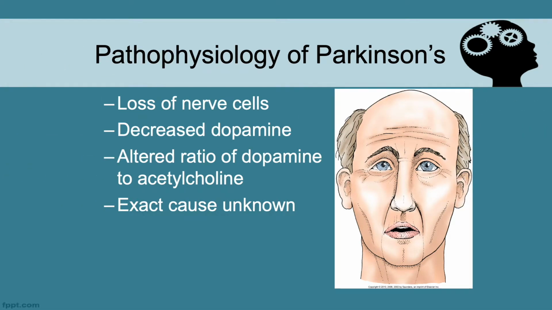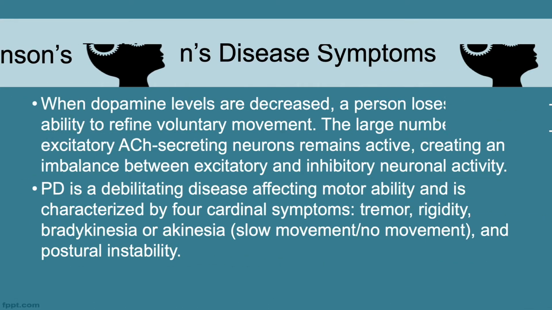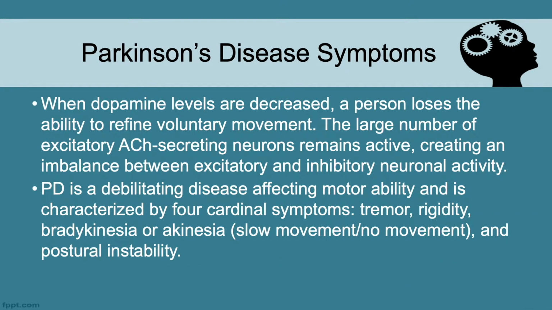This results in a loss of nerve cells, decreased dopamine levels, and an altered ratio of dopamine to acetylcholine, and the exact causes of Parkinson's disease are not known. The symptoms of Parkinson's are consistent with the loss of these neurotransmitters. When dopamine levels are decreased, a person loses the ability to refine voluntary movement. The large number of excitatory ACH-secreting neurons remains active, creating an imbalance between excitatory and inhibitory neuronal activity.